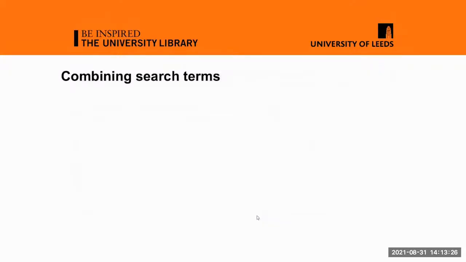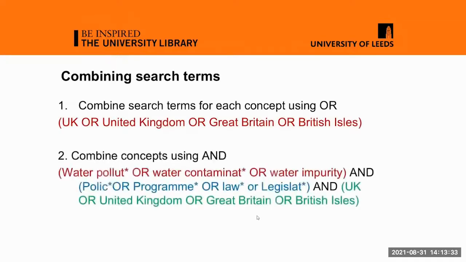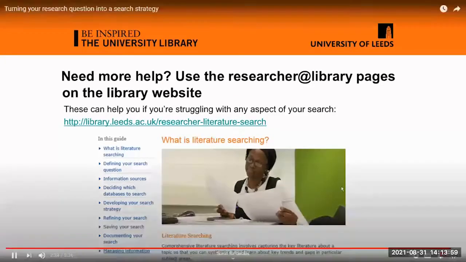For a comprehensive search, you need to group your keywords together. You can use OR to combine similar search terms, and then use AND to combine the different concepts at the end of your search. In some databases, such as Medline, you need to enter your search terms into the database one by one and select the ones that you want to combine at the end. However, in other databases, such as Web of Science, you can enter the whole search string into the search box in one go. If you need more help, the Researcher at Library Literature Searching web pages will guide you through the literature searching process step by step.